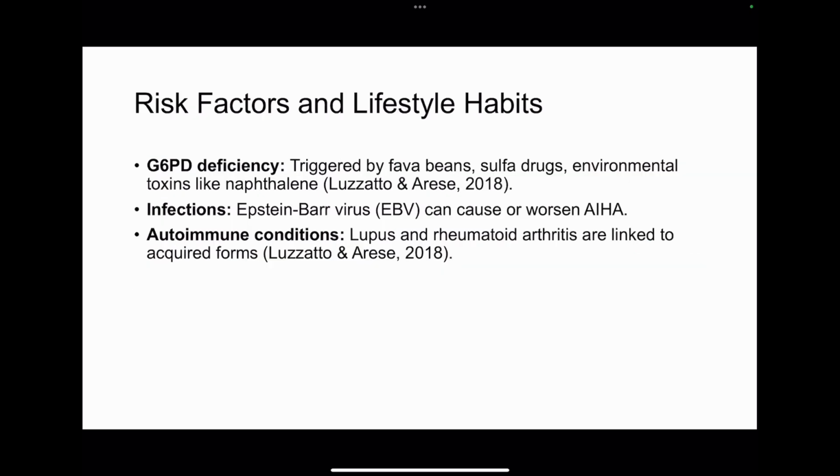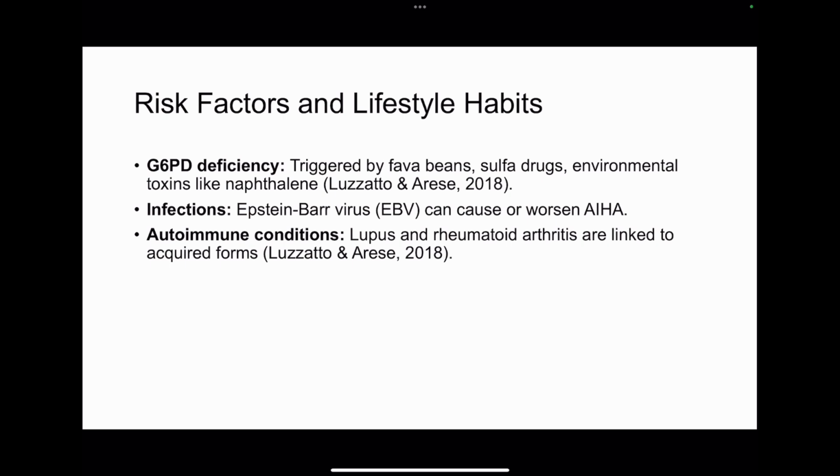Risk factors and lifestyle habits. So, beyond genetics, several lifestyle habits and other factors can increase the risk or trigger hemolytic episodes. So, for G6PD deficiency, certain foods like fava beans, medications like sulfa drugs, and environmental toxins like naphthalene can trigger red blood cell breakdown, unfortunately.